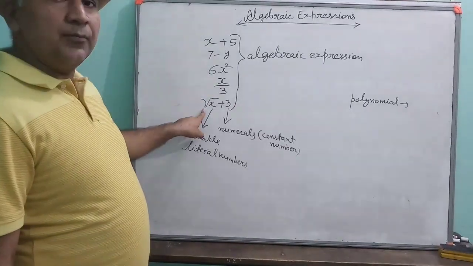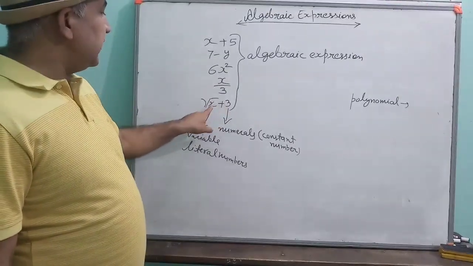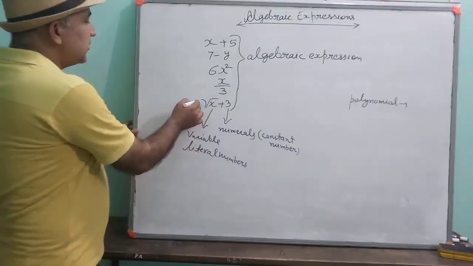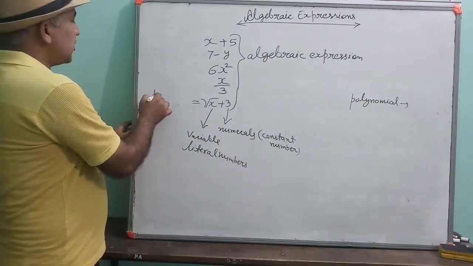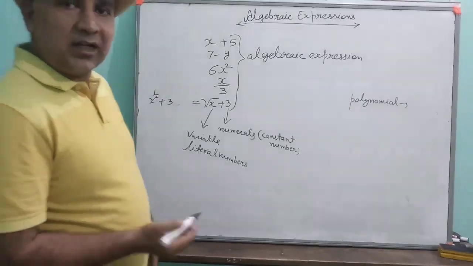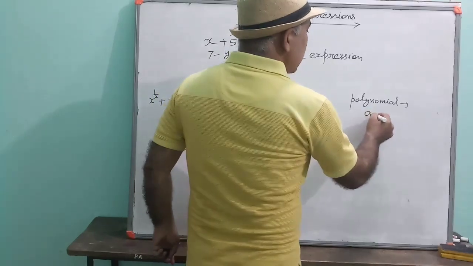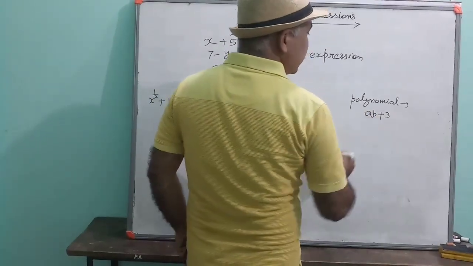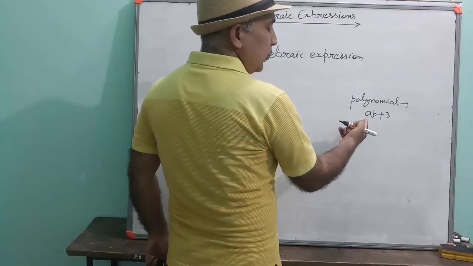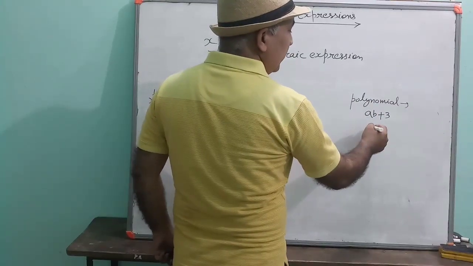But see here, root x plus 3. Here x root is given. x root means this is called x to the power 1 by 2. So this is not a polynomial. Understood? See here. Suppose you write ab plus 3. a to the power 1, b to the power 1. Both are whole numbers. So this is a polynomial.